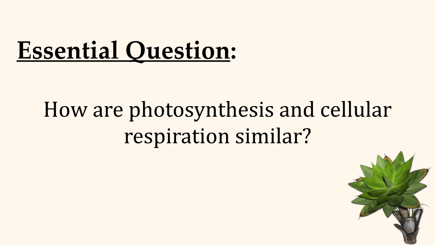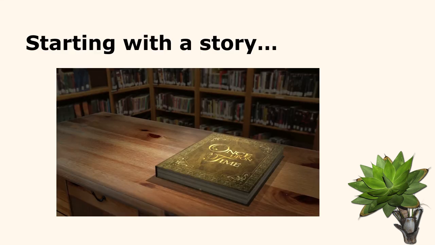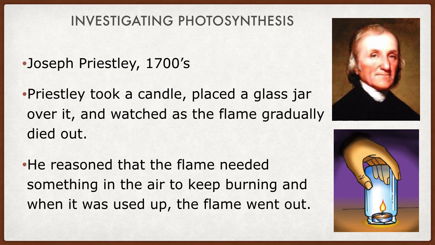So before we dive into photosynthesis and cellular respiration, we need to start with a story. And this story takes place in the 1700s with a person named Joseph Priestley. So Priestley took a candle. He had like a mason jar or bell jar, put the jar over a lit candle, and as you could predict, the flame went out. So what he reasoned was that the flame must need something in the air, and that when whatever that thing was in the air disappeared, the flame would go out.